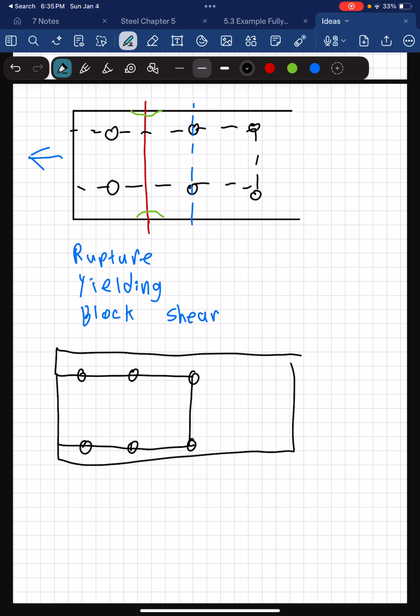You're dealing with tension on this line, and then you're dealing with shear failure along these lines from the material being pulled this way. So that's just a little visualization on what these materials are actually doing when they're failing, and I hope this was helpful.